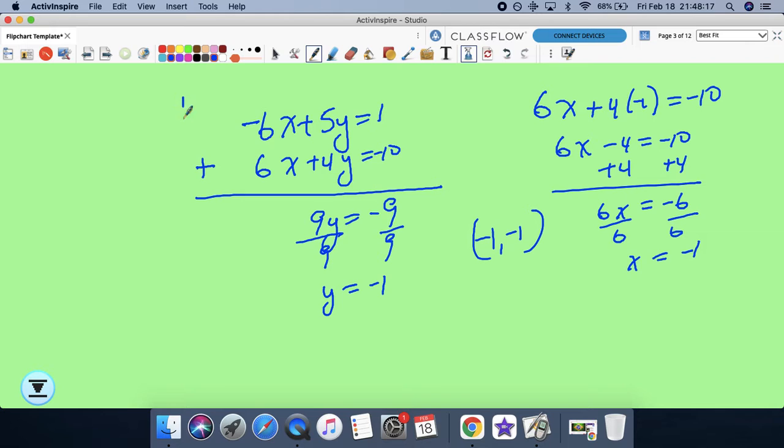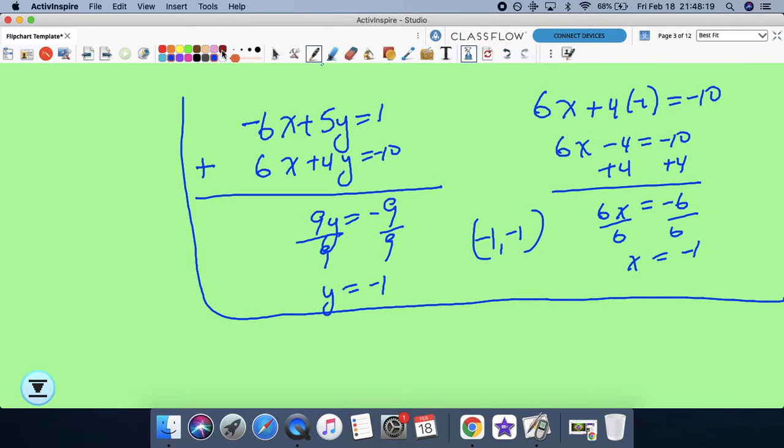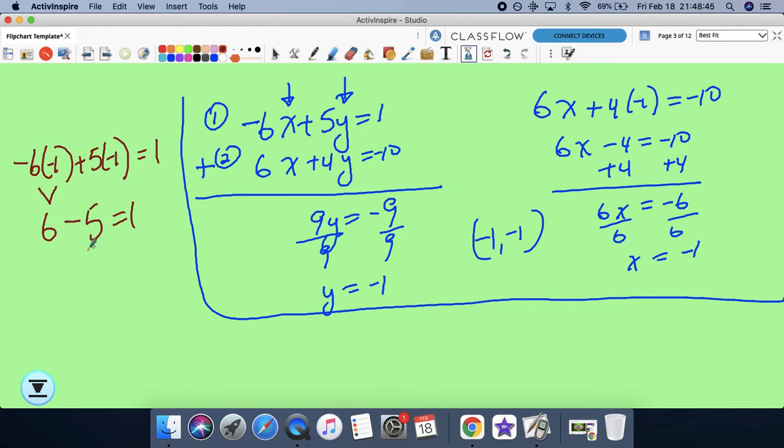So now we do a check. When we do a check, we go back to both equations, equation 1 and equation 2, and we replace x and y with negative 1 and negative 1. So let's see what we get. The first one, we get negative 6 times negative 1 plus 5 times negative 1, and that should give you positive 1. Let's see if that's true. Negative 6 times negative 1 is positive 6. 5 times negative 1 is negative 5. And that works out.